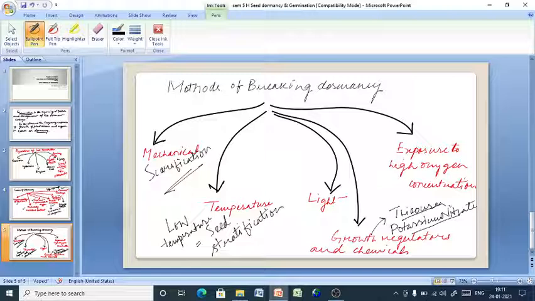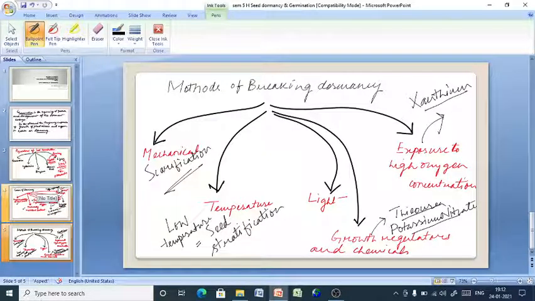Now, exposure to high oxygen concentration also can help to break the dormancy and increase the rate of germination. And oxygen is mainly associated with the oxidative destruction of various inhibitors. And in this way, it can provide germination. We can get this condition especially in plants of Xanthium and some other ones.